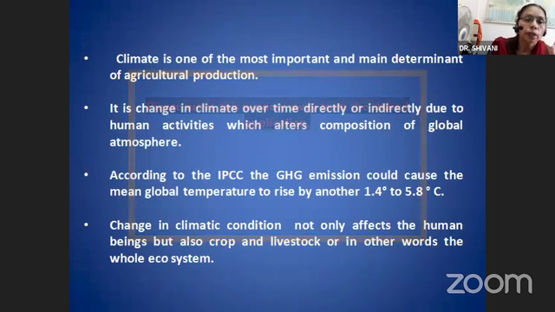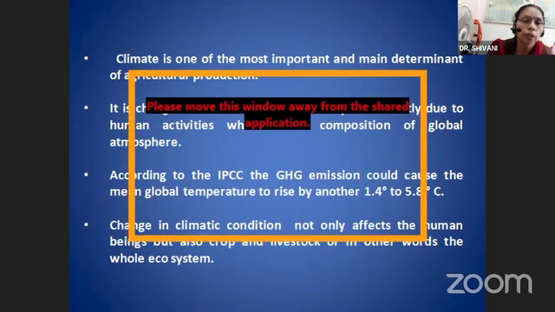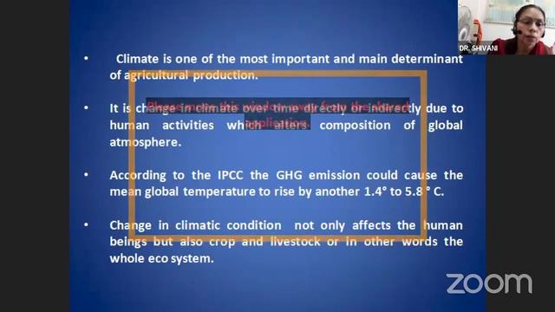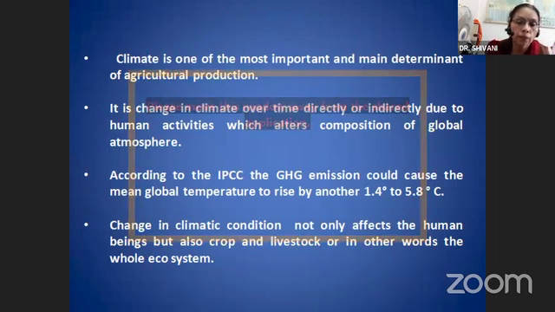Climate, as we all know, is one of the most important and main determinants of agriculture production. Climate change may be due to human activities or sometimes it is a natural process. But whether we are directly or indirectly doing these things, human activities are changing the composition of the global atmosphere. And according to the IPCC, the greenhouse gas emission could cause the mean global temperature to rise by another 1.4 to 5.8 degrees centigrade.